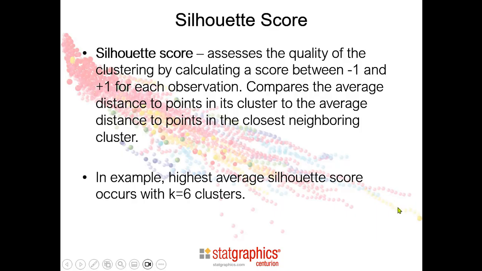In our example, the highest average silhouette score occurs when we select 6 clusters. This is the same result as we got using Ward's method.